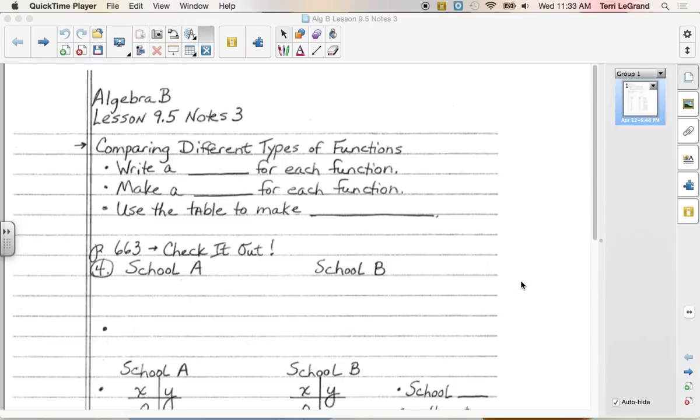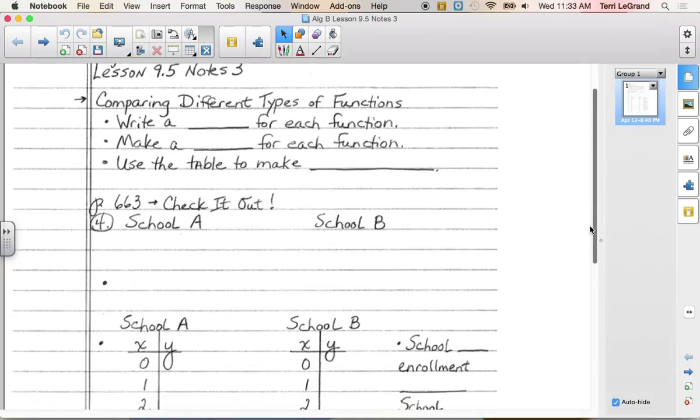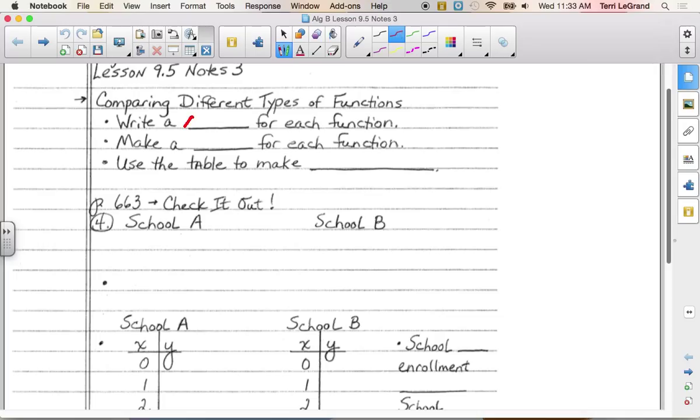The last thing we're going to cover in this lesson is comparing different types of functions. These are the things that we're going to do when we're comparing different types of functions. First, we're going to write a model for each function. Model meaning equation, right? We're going to write a model for each function.